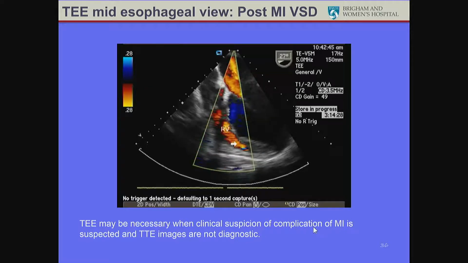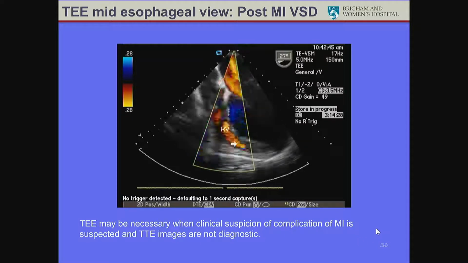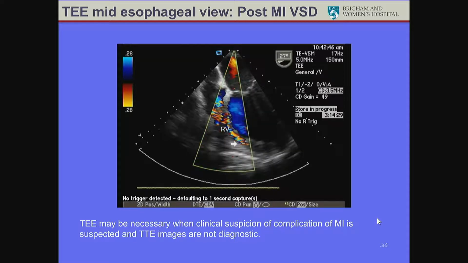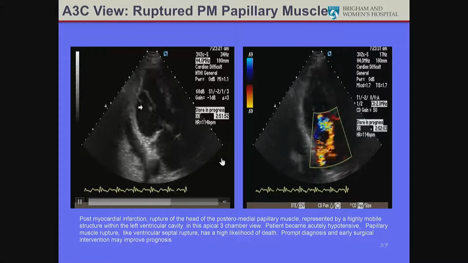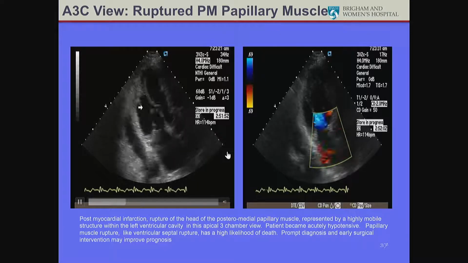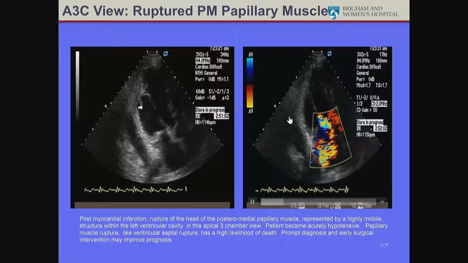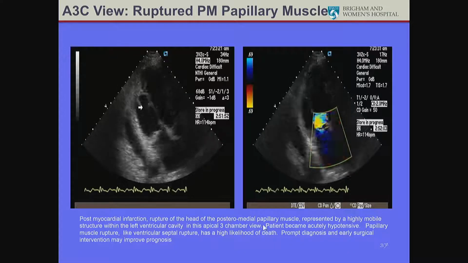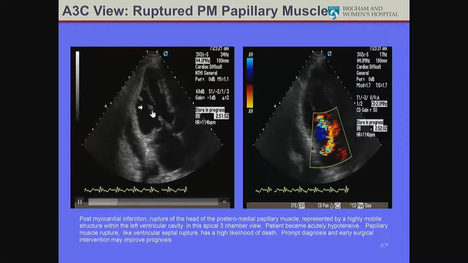So TEE may be necessary when the clinical suspicion of a complication of myocardial infarction is suspected and transthoracic images are not diagnostic. Another potential catastrophic complication of myocardial infarction includes a ruptured papillary muscle, as is illustrated in this apical 3-chamber view of the left ventricle with and without color. Now, this is actually represented by a highly mobile structure within the left ventricular cavity, as you see here.